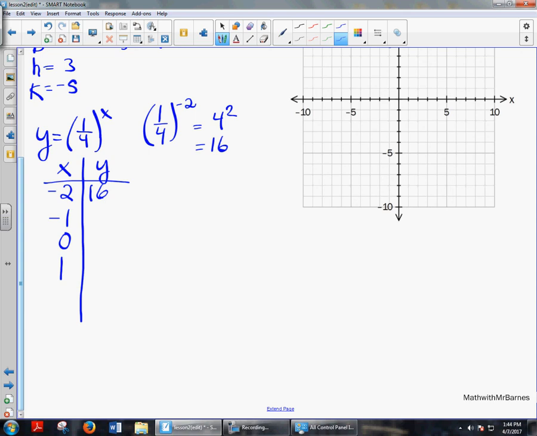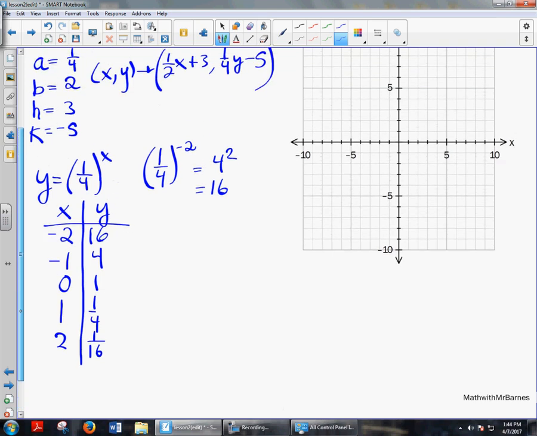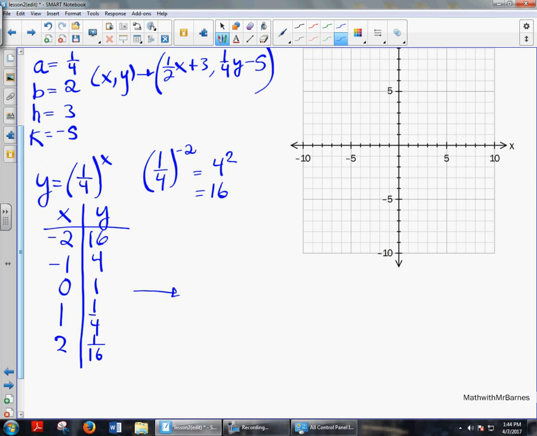And then I'll have 1 over 4 to the negative 1, that's 4. 1 over 4 to the 0 is 1. And then I have 1 over 4. I'm just going to get another point just because, and that's going to be 1 over 16. So we're going to take these points, and I'm going to transform them. So it remains to be seen if this point transforms to something good on here. I'm praying that it will. 1 over 2x plus 3, and then 1 over 4y minus 5. So these points here are going to be pretty useless because they're going to be very small, but we'll still get an idea of what they're going to be.